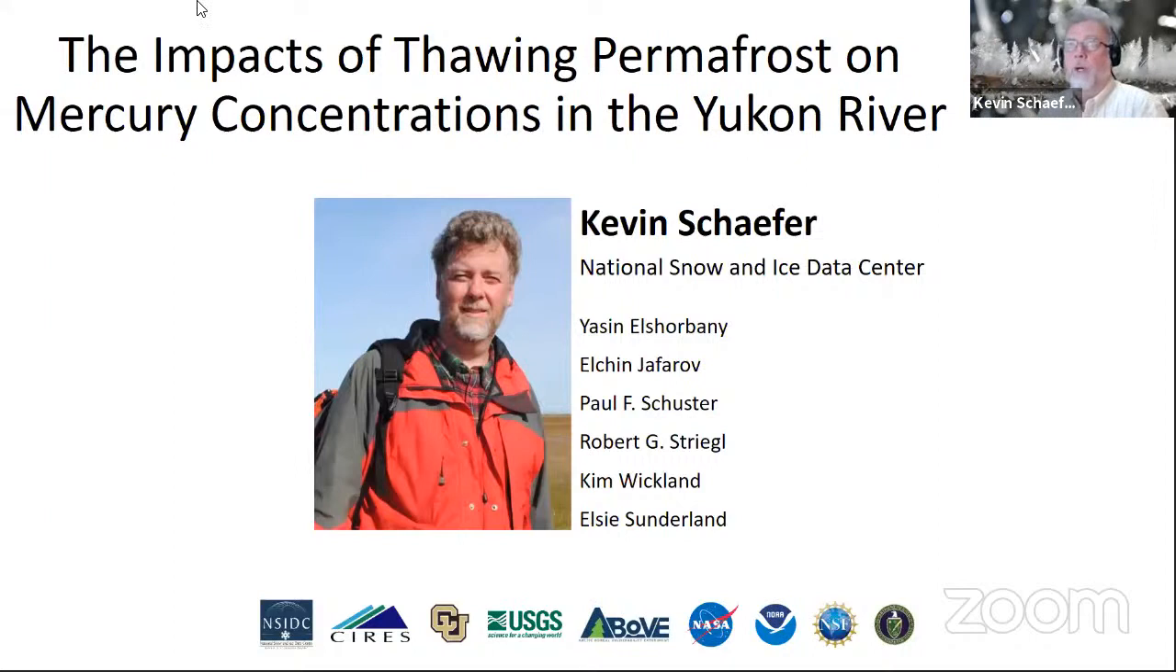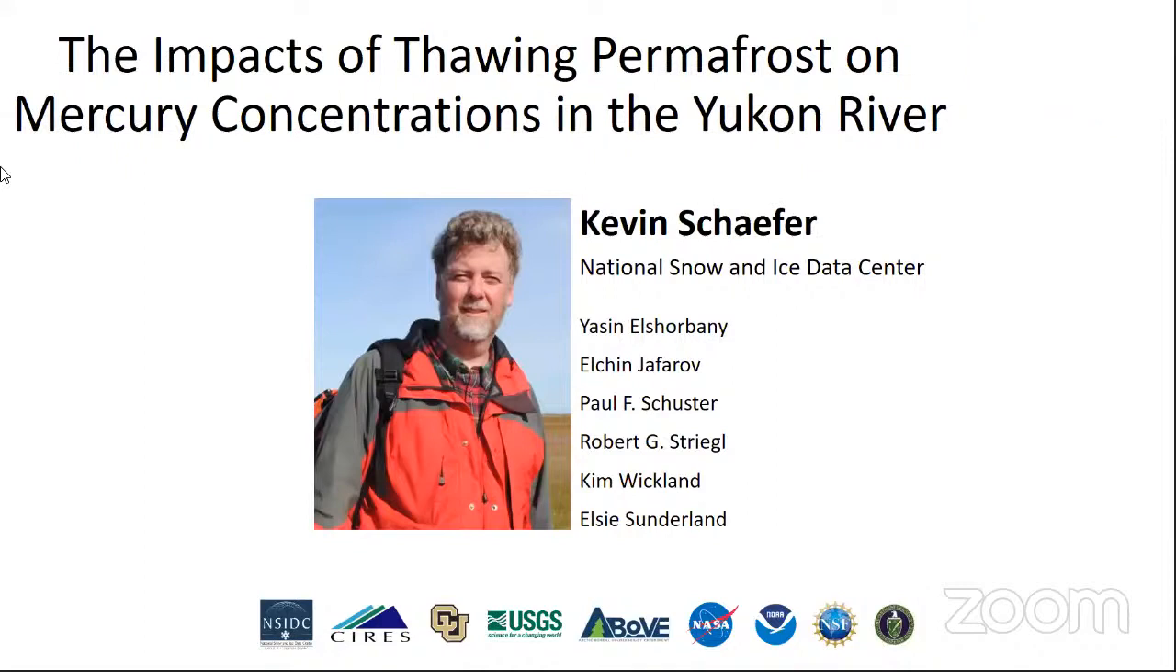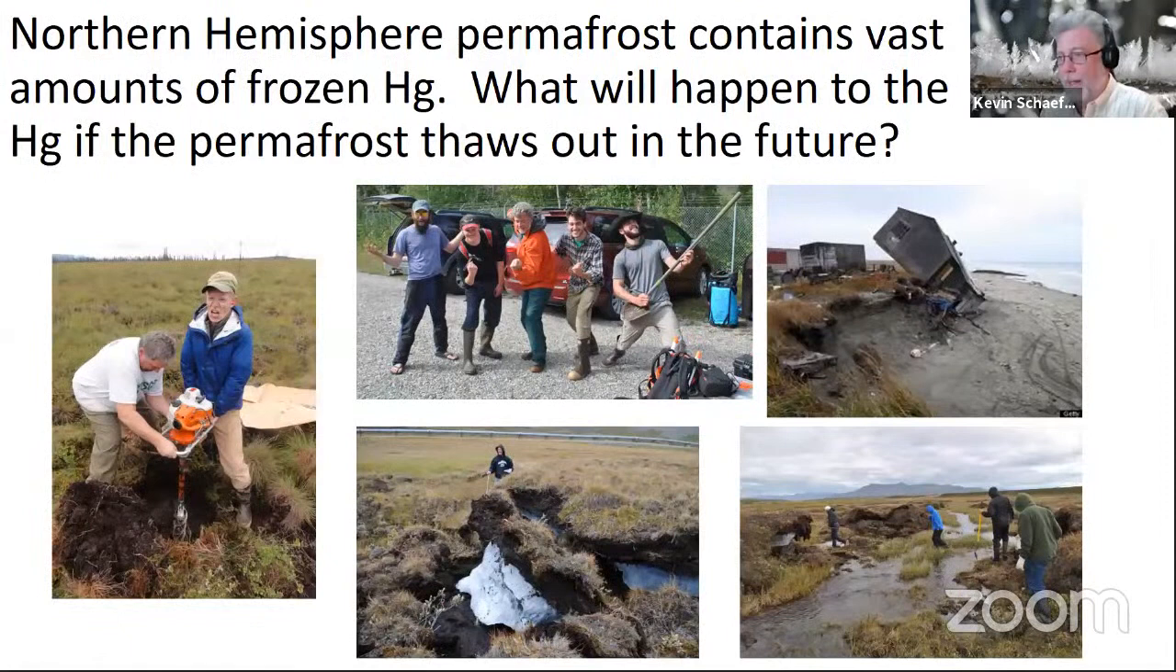All right, well, thank you very much. I really appreciate that introduction. Today, I'm going to talk about the impacts of thawing permafrost on mercury concentrations in the Yukon River. Here's my crew. The basic question is that there's a huge amount of frozen mercury in the permafrost itself, and the question is what will happen if the permafrost thaws out in the future?